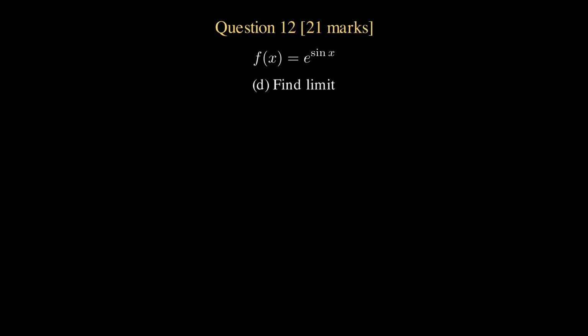Part D. Hence or otherwise, find the limit as x approaches 0 of f of x minus 1 over arctan of e to the 3x minus 1. Substituting the series we found for f of x minus 1 and for arctan, and factoring x from numerator and denominator. As x approaches 0, the limit is 1 over 3.